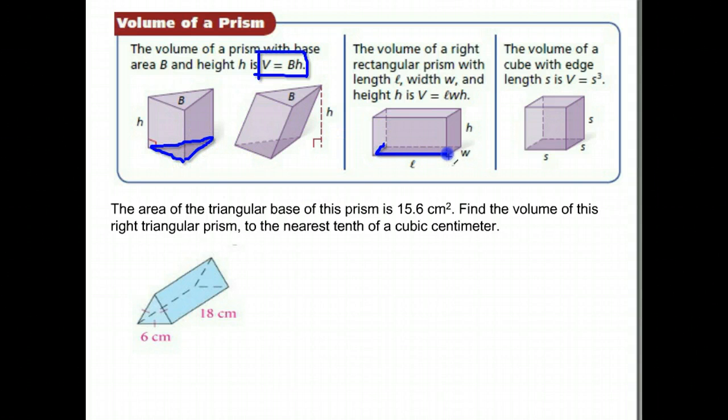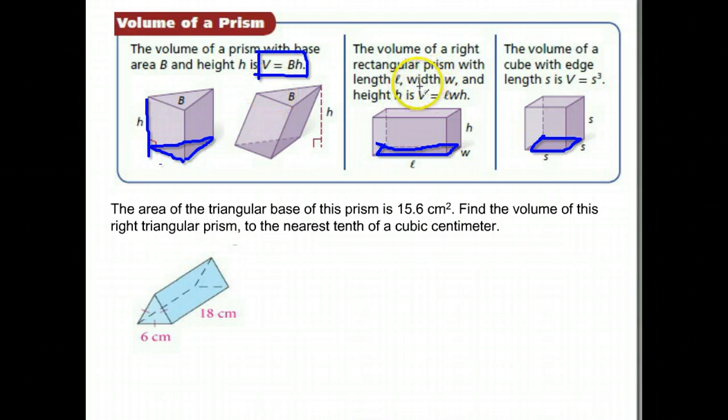In this picture, the base is a rectangle. And in this one, the base is a square. And they all have different formulas for their area. So that's why we just do area of the base times the height. Now, the height is the distance between the two bases, the two congruent figures.